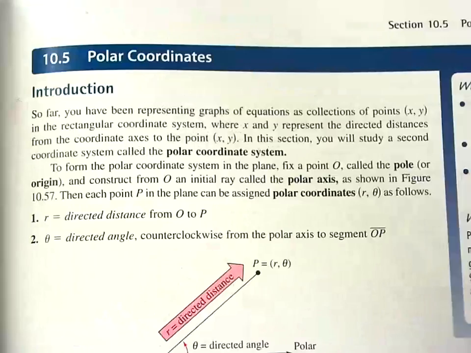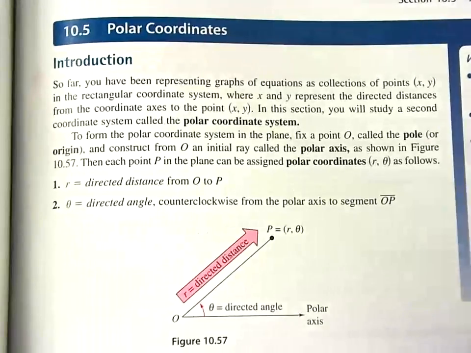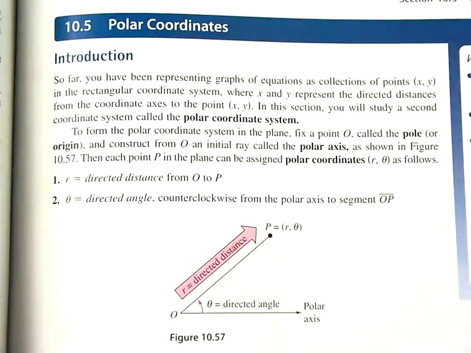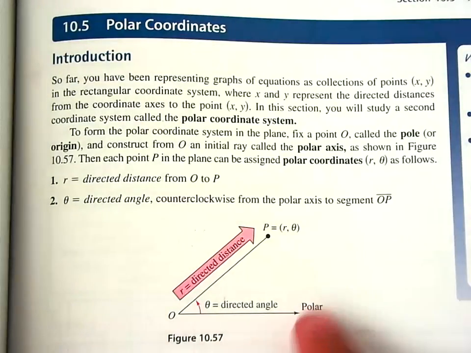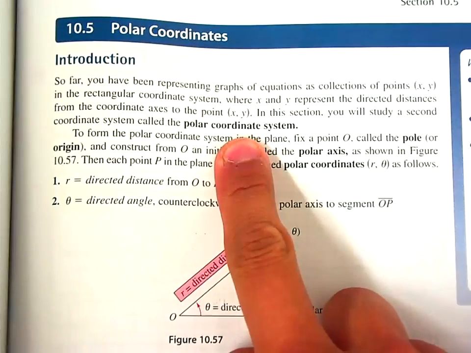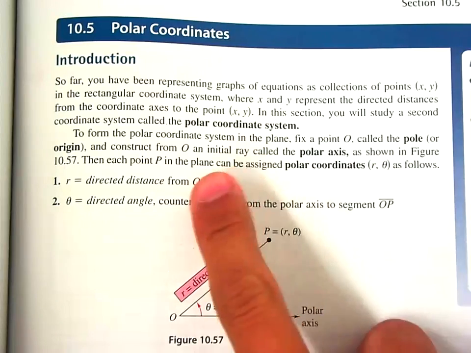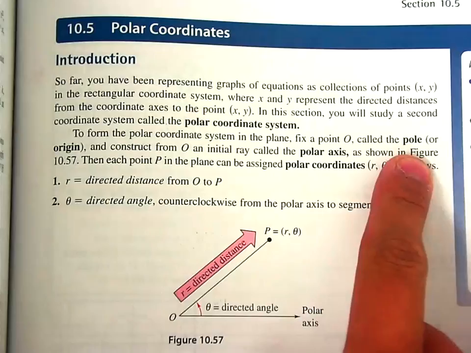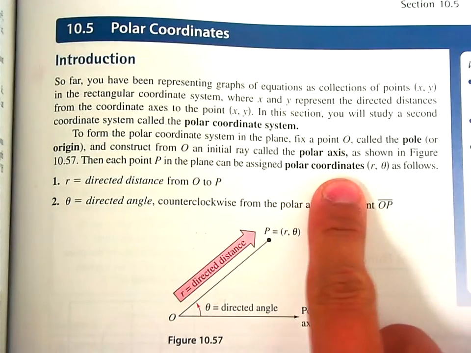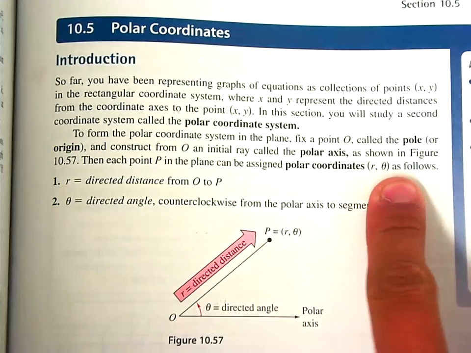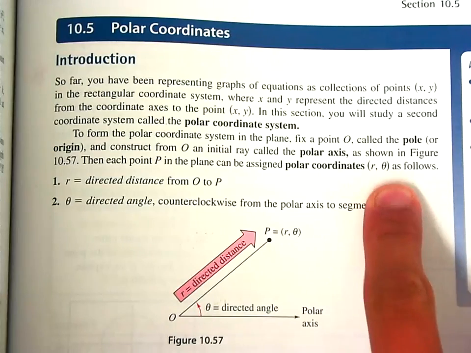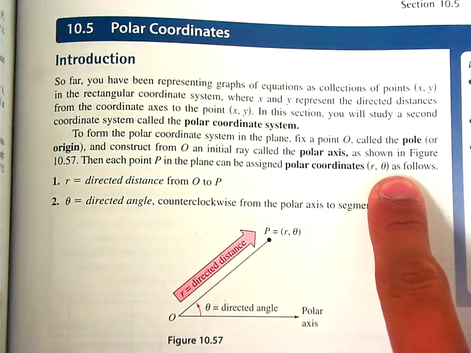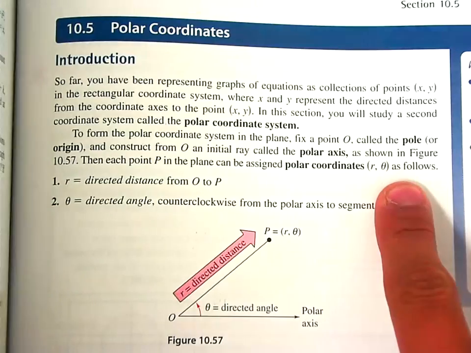A couple of things to note is we have a new coordinate system. It's called a polar coordinate system. We typically have an origin in every coordinate system. Now we're going to call this the pole. And the new polar coordinates are r comma theta. So it's a little different. It's going to have a radius and an angle instead of an x and a y point.